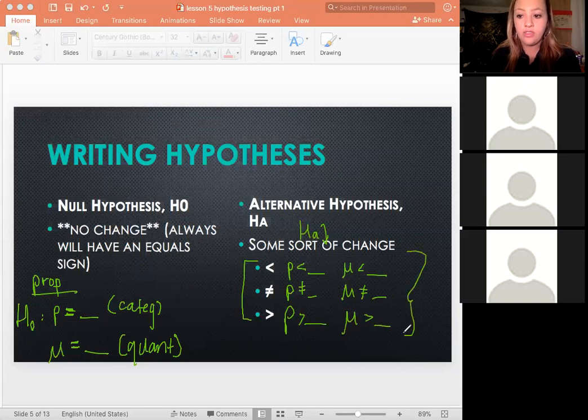So these are the options you can use to write your hypotheses for a one proportion or one mean. We'll get into that later on when there are two proportions and so on. You have to understand these initially, or else the rest isn't going to make sense. So that's the difference between writing our null and alternative hypotheses.